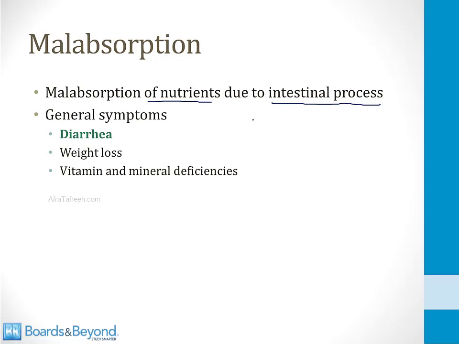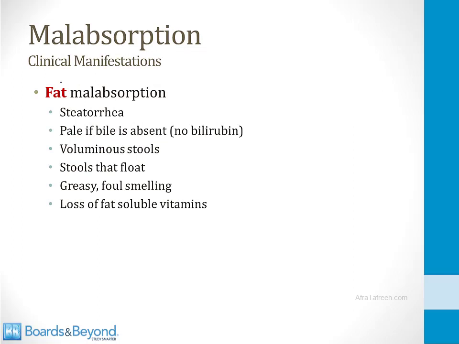In general, when you have malabsorption in the GI tract, you almost always get some type of diarrhea. That nutrient that is not being absorbed hangs around in the lumen of the GI tract and it generally disrupts the normal formation of stool. Other symptoms that commonly occur in malabsorption syndromes include weight loss and also vitamin and mineral deficiencies. You should be familiar with the characteristic clinical manifestations that go along with malabsorption of certain types of nutrients.